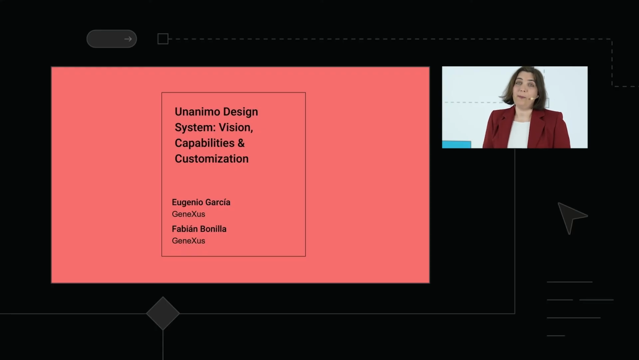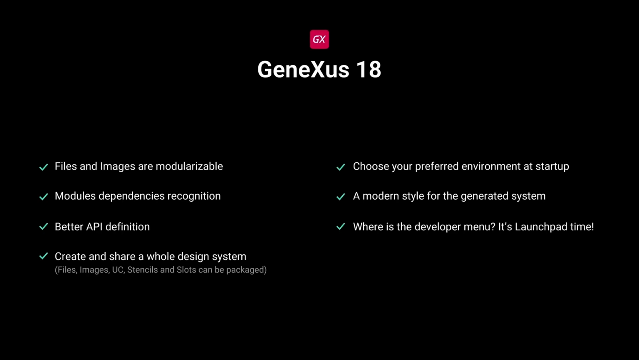Now, if you want to know more about Unanimo, there are many presentations about this topic in the GX 2022. And if you want to know more about the topic and know about the components and how to apply them in KBs that already exist if you want to migrate. Now, as a summary of the things that we have seen, we know that we have files and images that are modularizable. We have modules with dependencies. But as I mentioned, many of these topics can be tested.